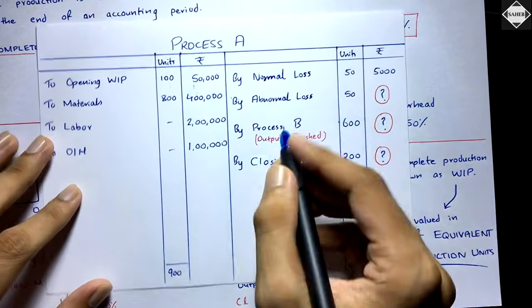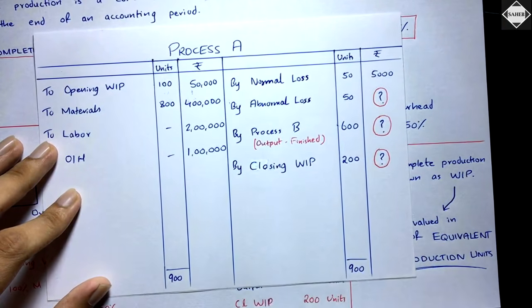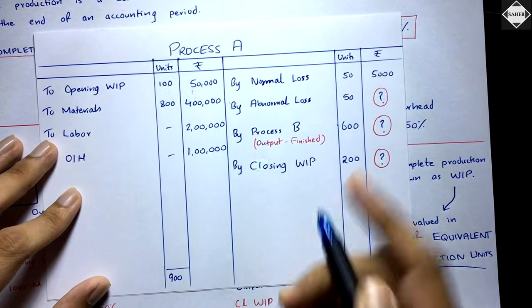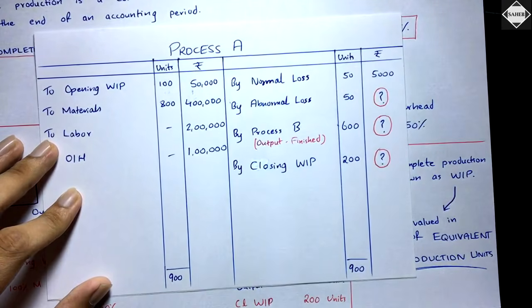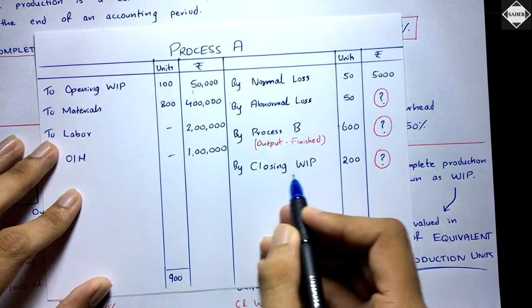You can value the output and abnormal loss at CPU, but it will be completely ridiculous to use the cost per unit for the closing WIP. You will value the normal loss the same way, at scrap only, and that will not change. But the difficulty we have is in valuing these three different items: the abnormal loss, the output, and the closing WIP.